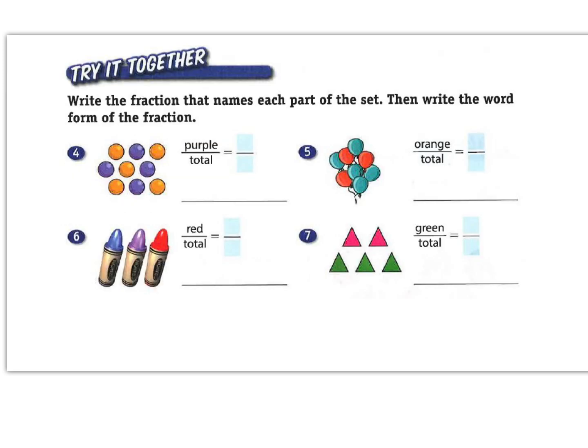This says write the fraction that names each part of the set, then write the word form of the fraction. So purple, we have 1, 2, 3, 4 purple out of the total 1, 2, 3, 4, 5, 6, 7, 8, 9. 4/9. So we would write this as 4/9.